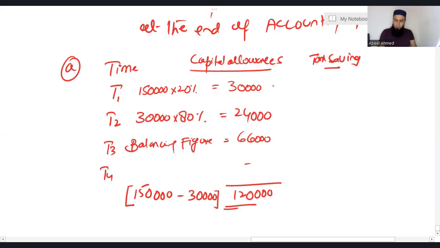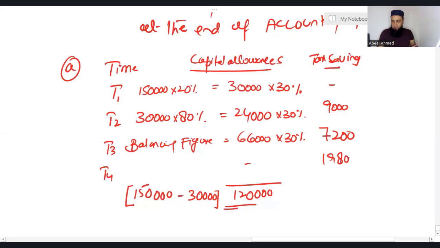30,000 into 30% is 9,000. If I take 30% of 24,000, it is coming 7,200. If we take 30% of 66,000, it is coming 19,800. It is coming 19,800. Okay.